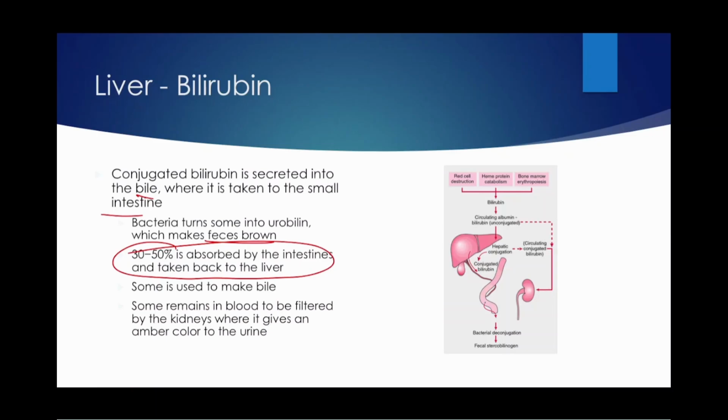Some is used to make bile, some remains in the blood, where it's filtered by the kidneys and gives urine its amber color, which is why when you are very well hydrated, you're peeing out a lot more water, which dilutes all that bilirubin, and you get a clear urine. When you're very dehydrated, there's less water in the urine, but all that bilirubin is still there, and it gives it that amber color.